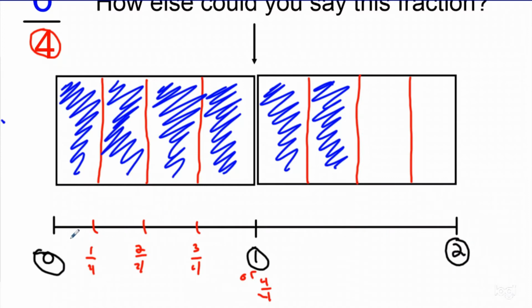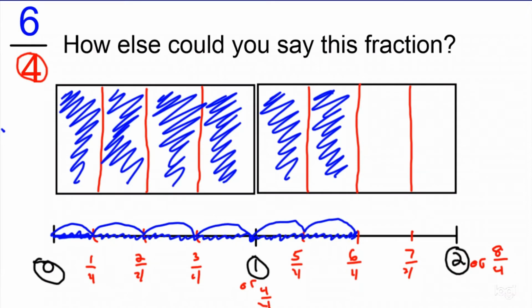So there's my first whole broken into 4 pieces, and I went ahead and labeled 1/4, 2/4, 3/4, 1 whole, or 4/4. Now I need to do the same for my second whole. There's my second whole broken into 4 pieces, and I labeled them. This would be 5/4, 6/4, 7/4, 2 wholes, or 8/4. And then of course I needed to shade 6 of them because that was my numerator. So I'm going to start at 0, and I'm going to count 6 spaces right here. It's all about the spaces, not about the dash marks. Okay, perfect. So now I've represented this.